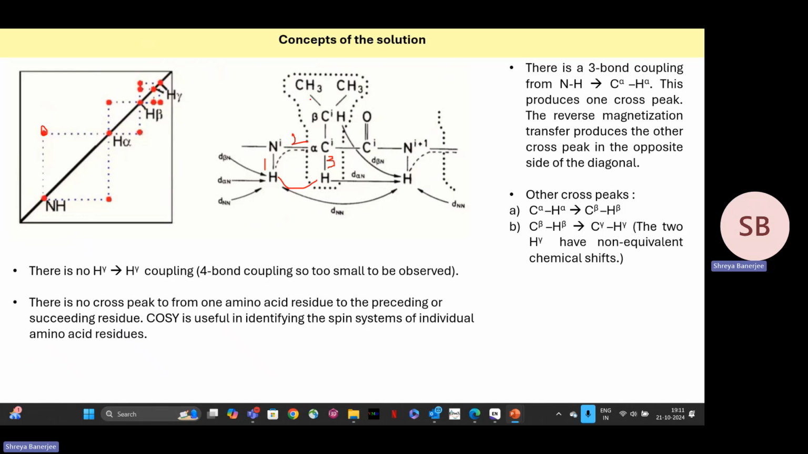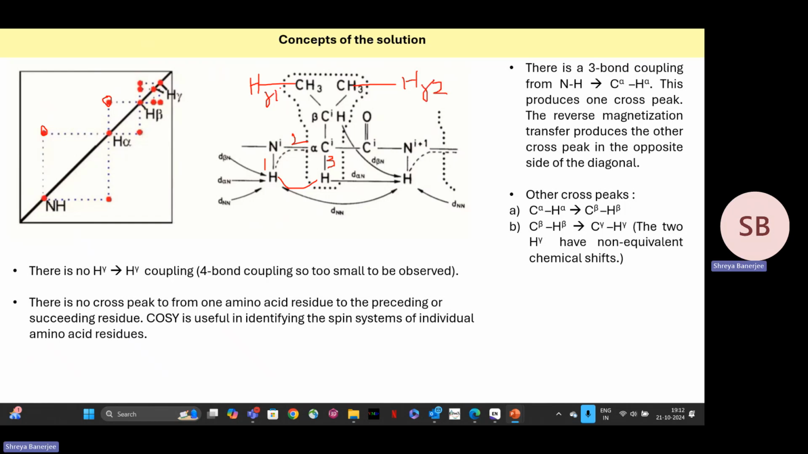Similarly, H alpha, H beta is giving you this peak. Then H beta, H gamma is giving you peaks. But you will not see any peak between H gamma and H gamma, because one H gamma is here, one H gamma is here. We'll call it gamma 1, gamma 2.